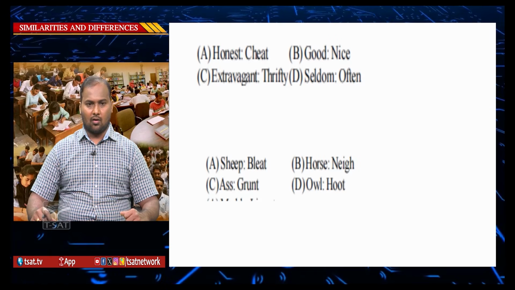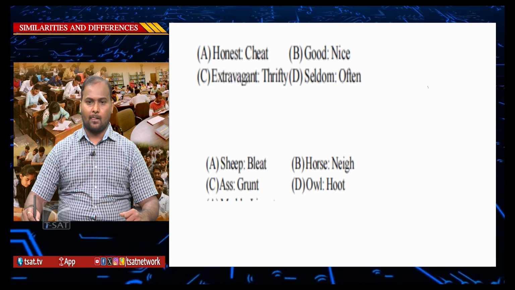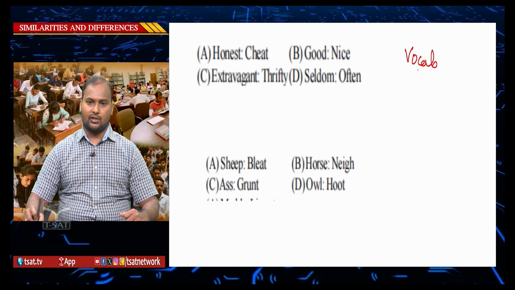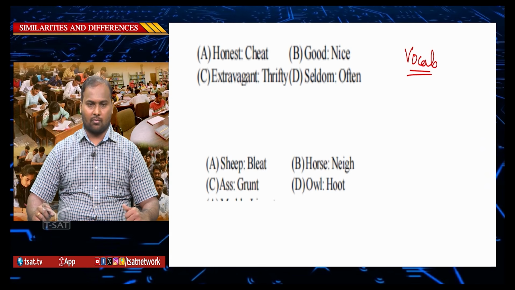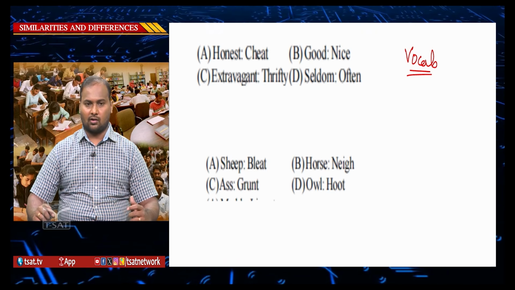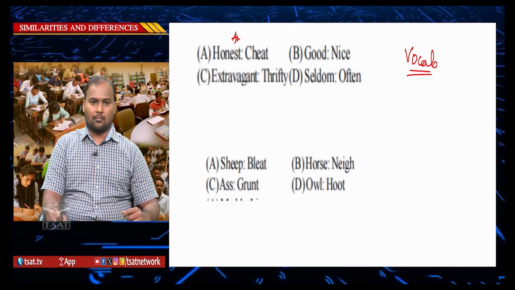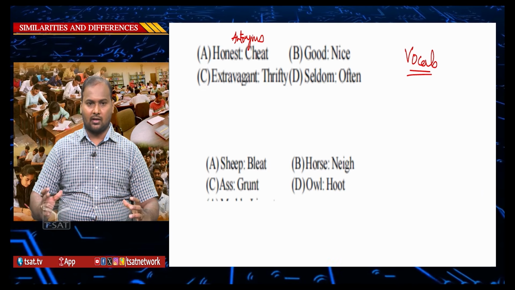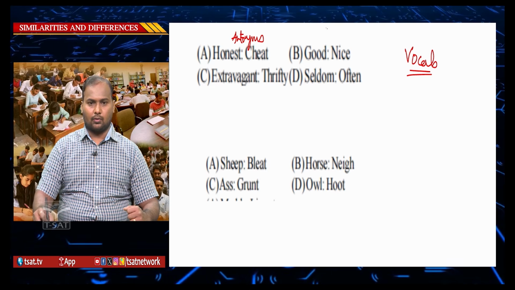Next question. In this question: honest, cheat; good, nice; extravagant, thrifty; seldom, often. To answer this question, the student should be thorough with English vocabulary. Then only can he solve this question. Otherwise, it is very difficult for them. For example, honest and cheat, how are they related? Honest and cheat are both antonyms, or opposite words. In the same way, good and nice. Good and nice are both synonyms.